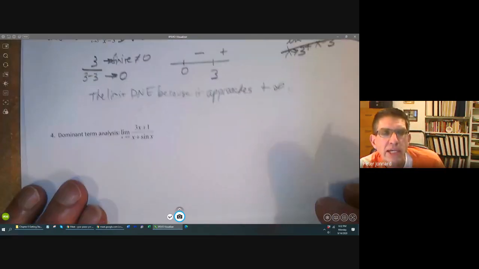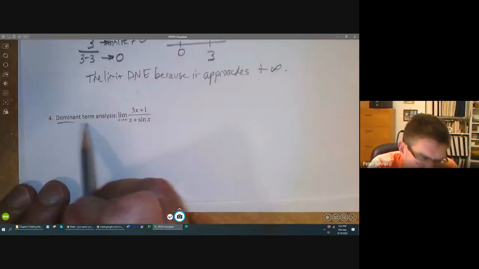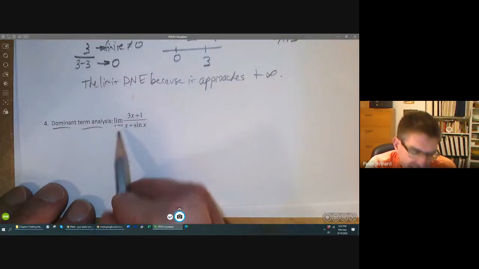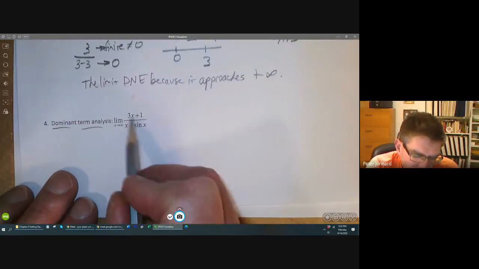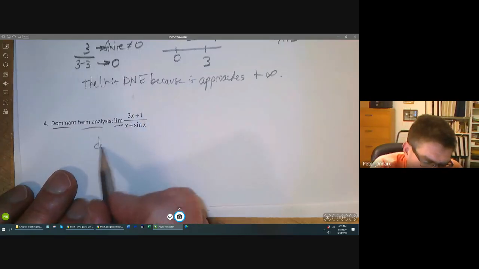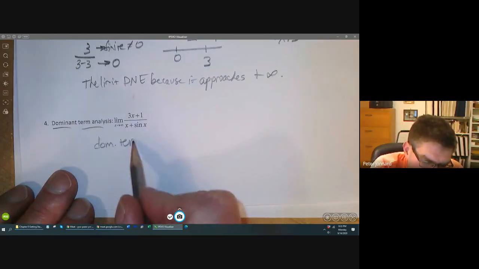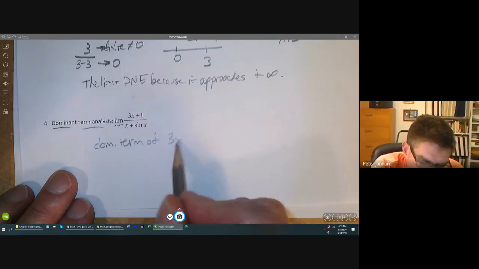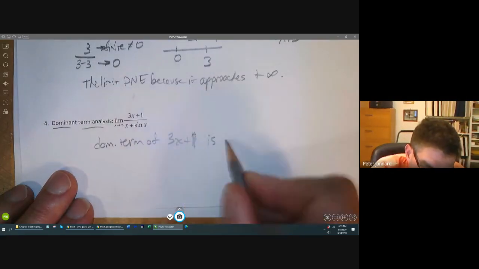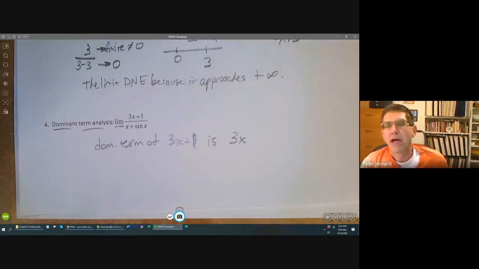Okay. Last one I'll do now before we get to the next video is dominant term analysis. The idea is, as x goes to infinity, as x gets larger without bound, if you compare the relative sizes of those two things, you have a dominant term in the numerator. The dominant term of 3x plus 1 as x goes to infinity is 3x.